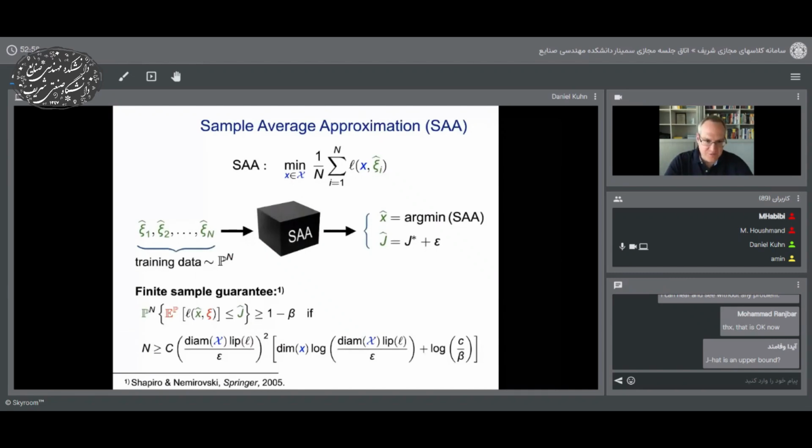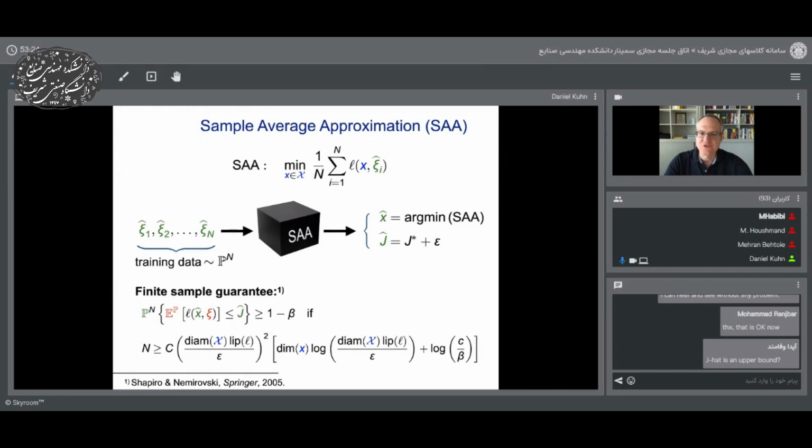So what should we put in our black box? What should be the method of data-driven stochastic programming? Well, the simplest thing we could do would be to solve the so-called sample average approximation problem. This sample average approximation problem solves an approximation of the true stochastic program constructed from the training samples.